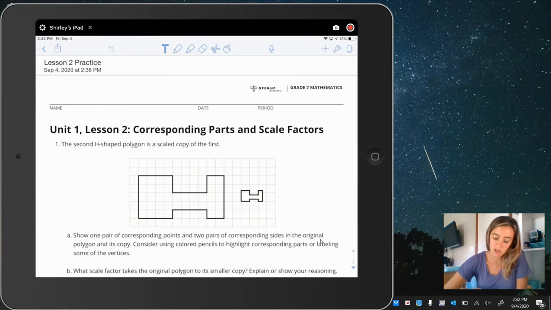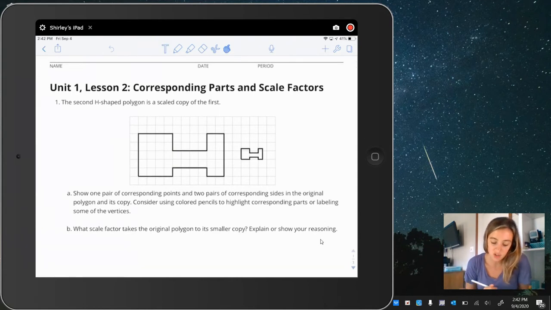But if we get started here, Lesson 2 was about corresponding parts and scale factors. So, question number 1: the second H-shaped polygon is a scale copy of the first. Show one pair of corresponding points and two pairs of corresponding sides in the original polygon and its copy. Consider using colored pencils to highlight corresponding parts or labeling some of the vertices. Vertices is just a corner point, okay?